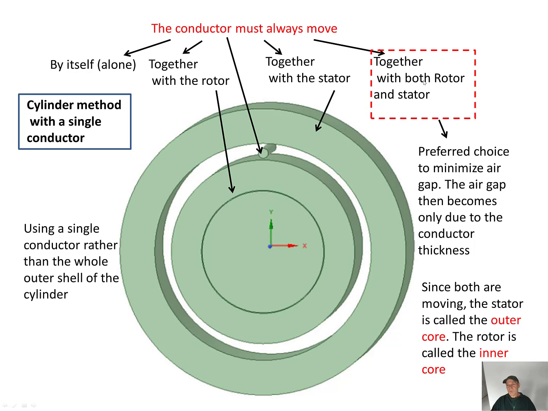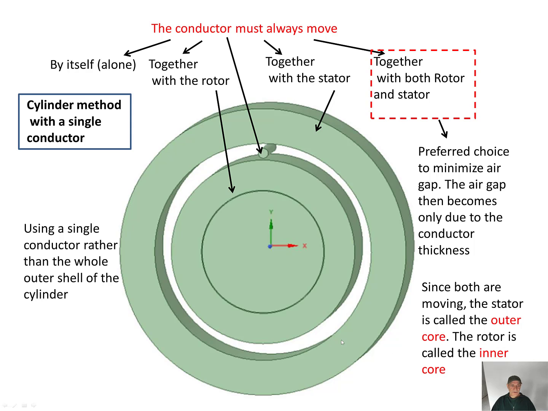This rotating together with both the rotor and stator is the preferred choice to minimize the air gap. The air gap then becomes only due to the conductor thickness. This way we don't need to have air gap so the conductor can slide, because everything is sandwiched together. We can rotate everything together. Since both are moving, the stator is called the outer core and the rotor is called the inner core.